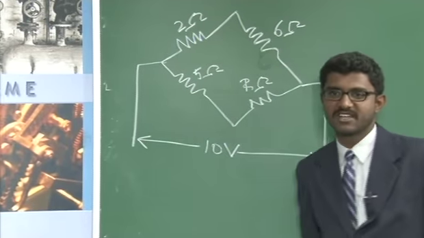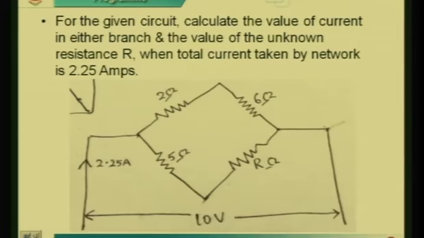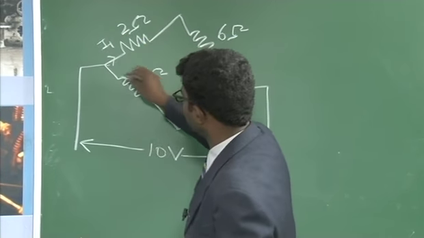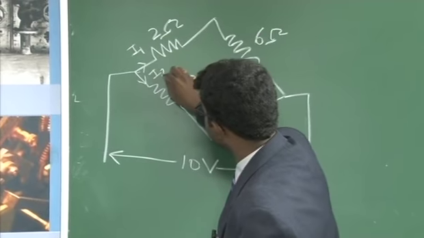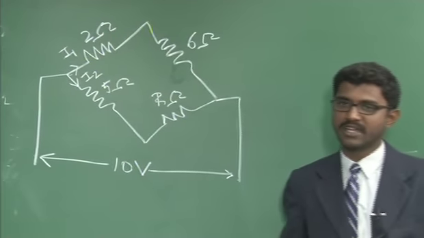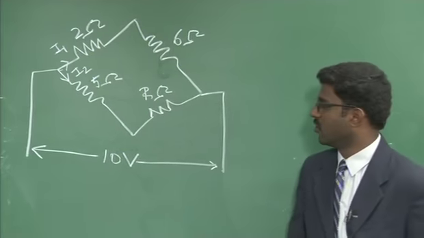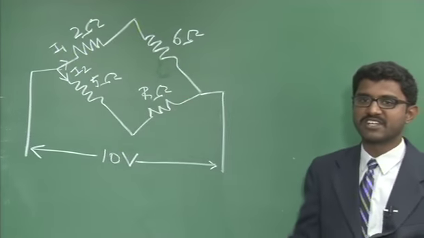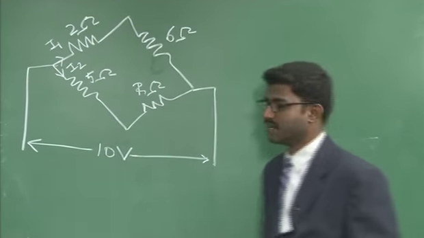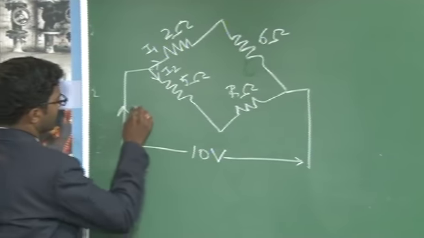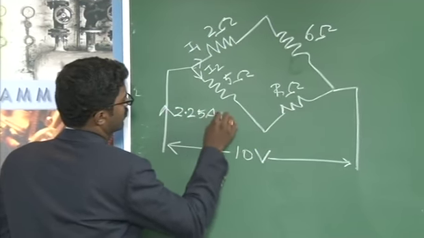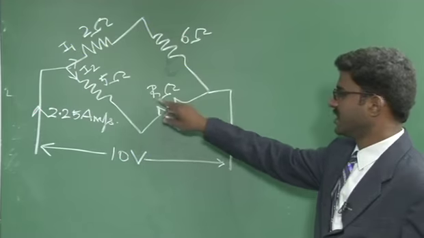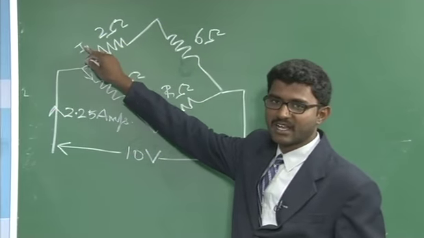Your question states to calculate the value of current in either branch, which means there are two branches here. I need to determine I1, and the current flowing in this branch I will call I2. You need to determine the values of currents I1 and I2, and also the unknown resistance here, that is R ohm, when the total current taken by the network is 2.25 amps. So we need to simplify this problem.